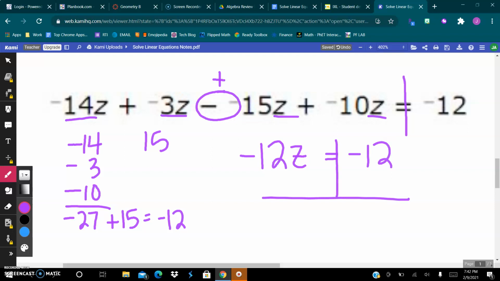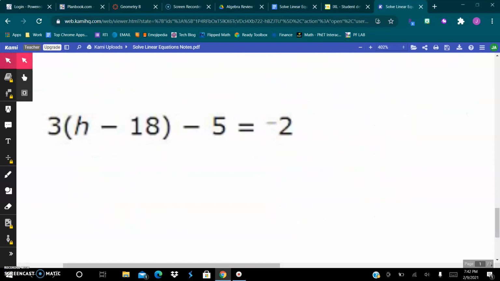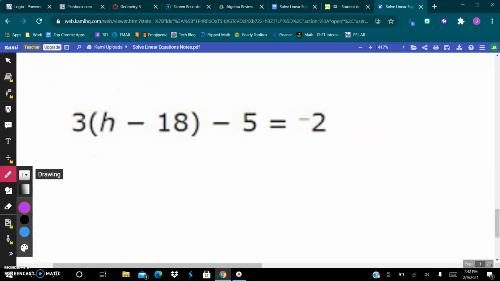And then that is negative 12 times z, so we're going to divide by negative 12. So z equals 1, because negative 12 divided by negative 12 would be a positive 1. And for our last problem here, we have to do some simplifying again. We have on the front side of our barrier, so we have to distribute this 3 first into the parentheses.